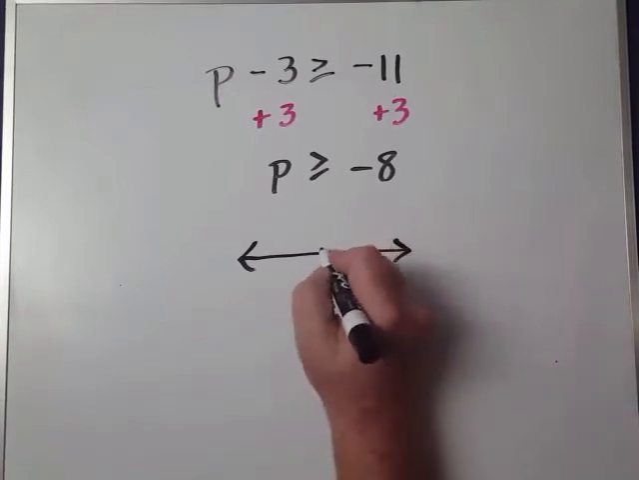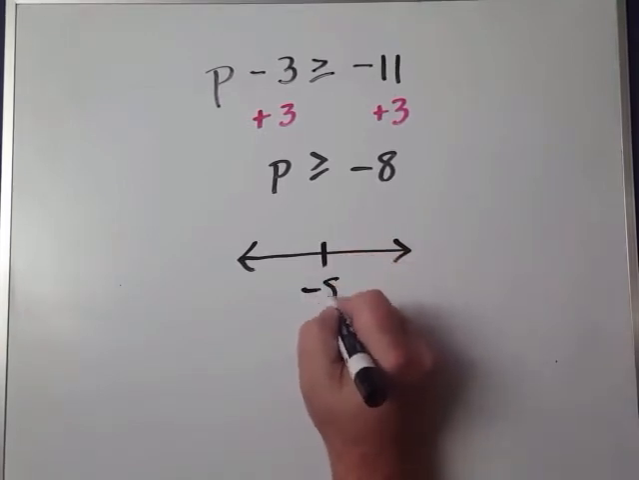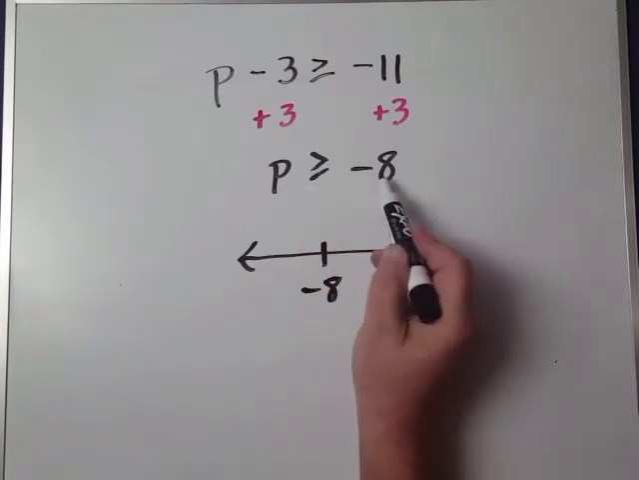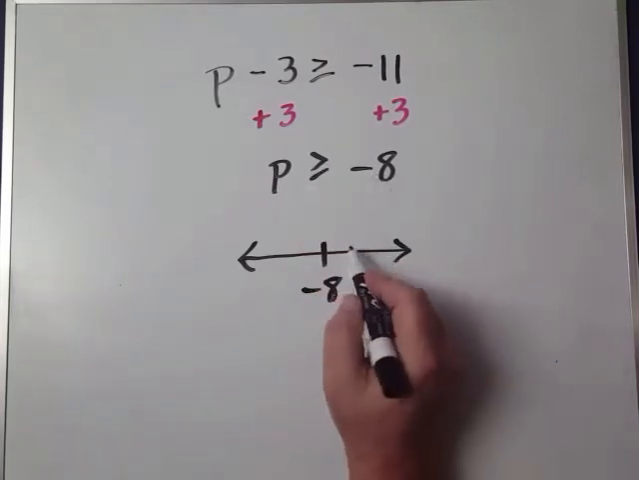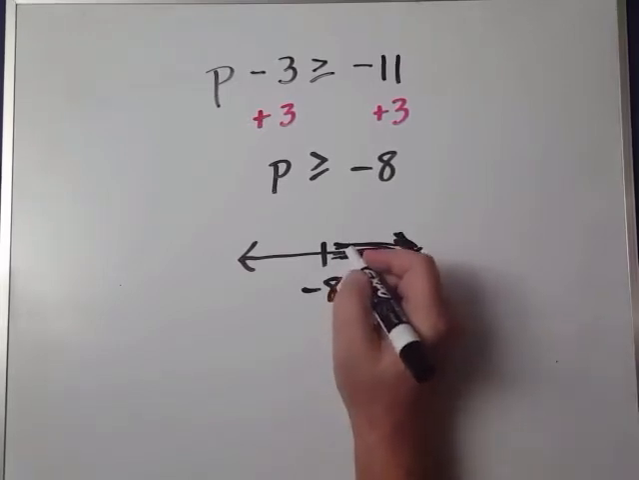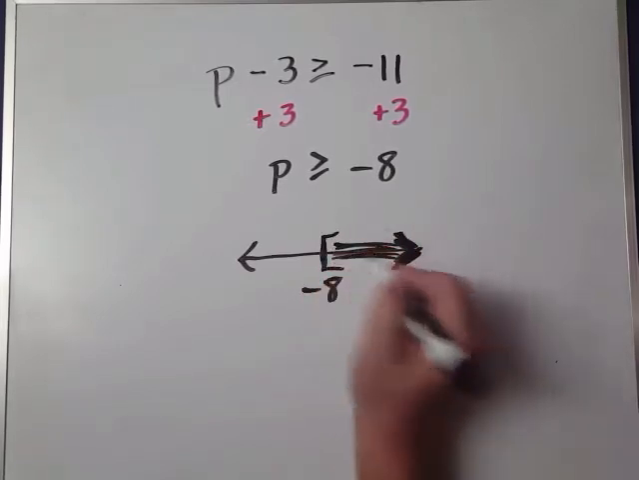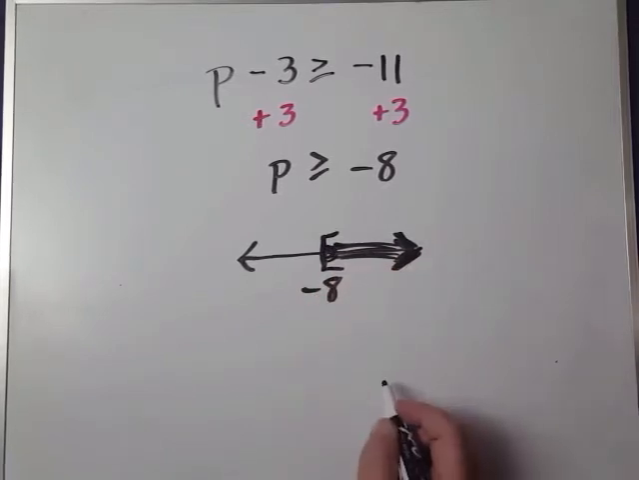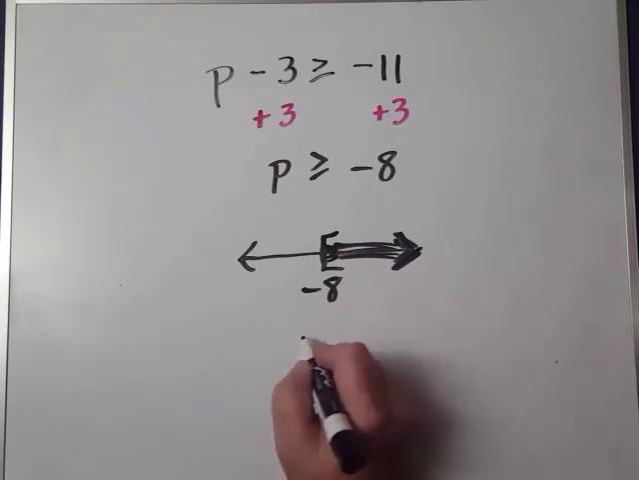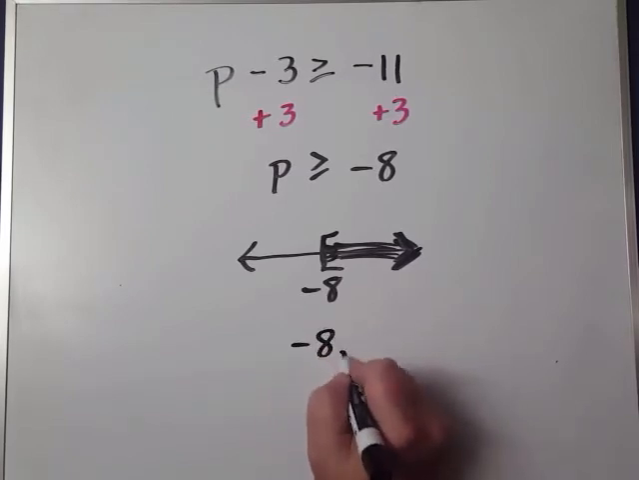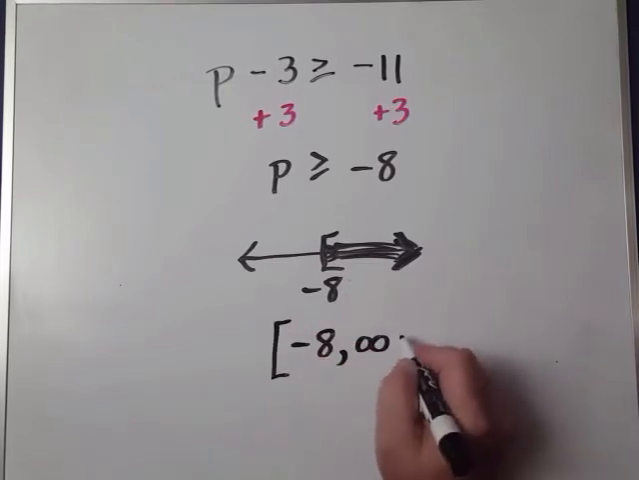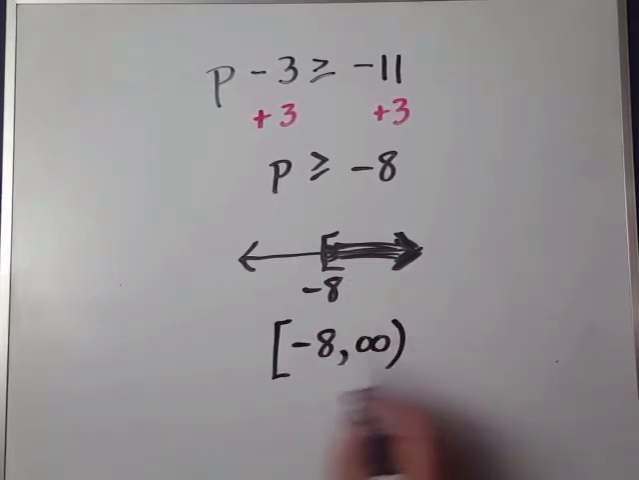I like doing the graph first. Mark my point of interest. We're talking about all values of p that are what? Greater than or equal to negative 8. Greater than is above or to the right. We'll shade that in. Equal to, we show with a square bracket on our graph. So, our interval notation, we're talking about all the numbers between negative 8 and positive infinity, this time including the negative 8 and never including an infinity.